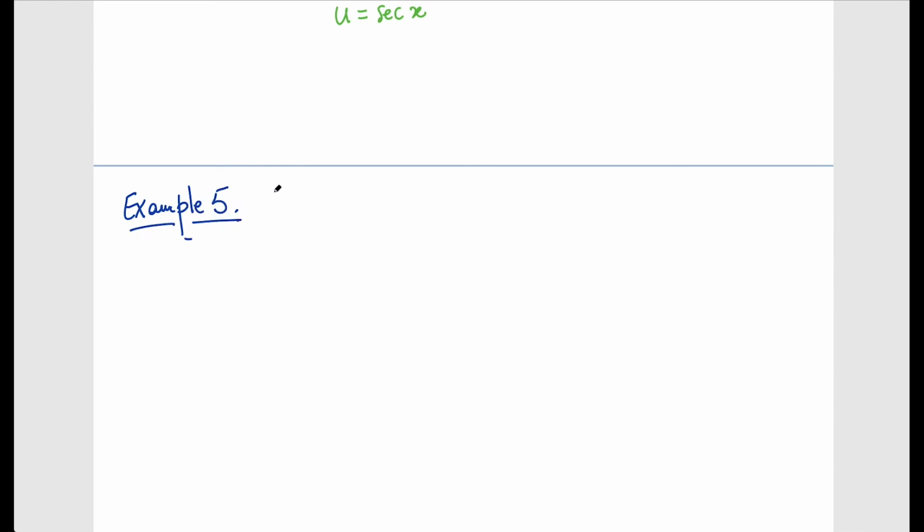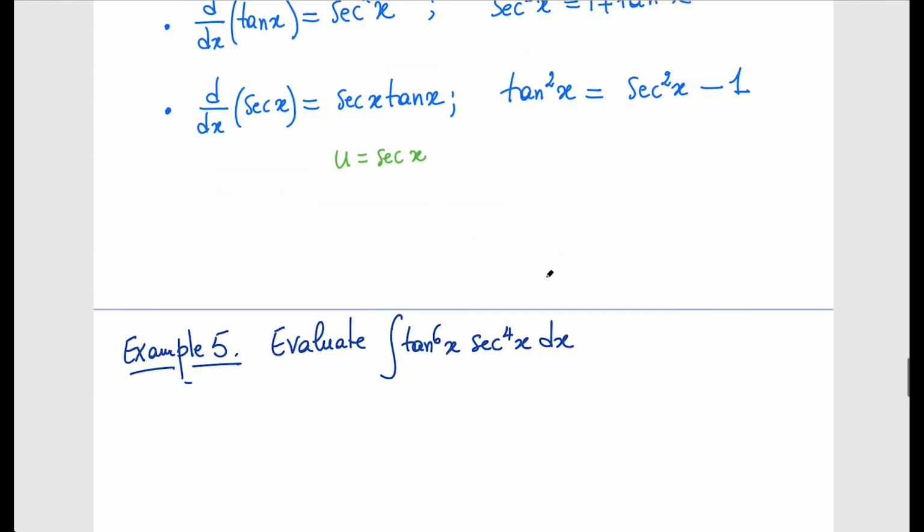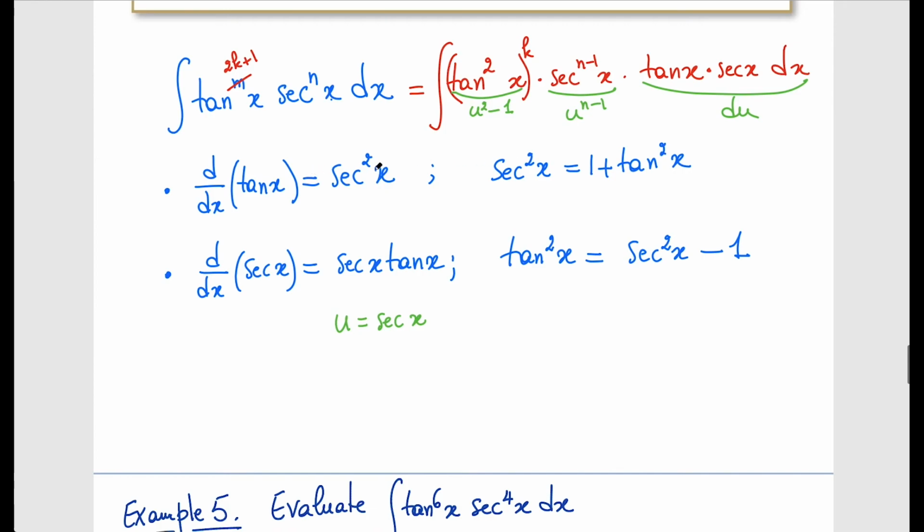So let's consider the following integral: the primitive of tangent to power 6x secant to power 4x dx. Okay, so keep in mind those two properties in the first bullet.